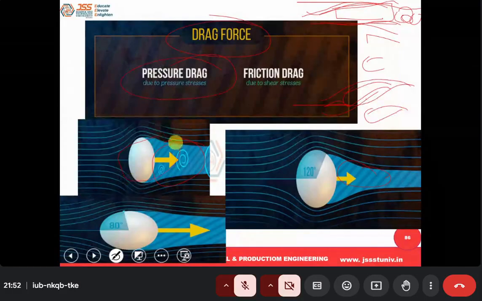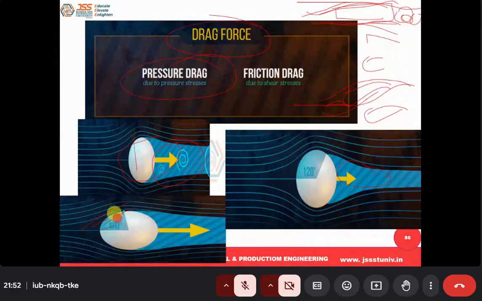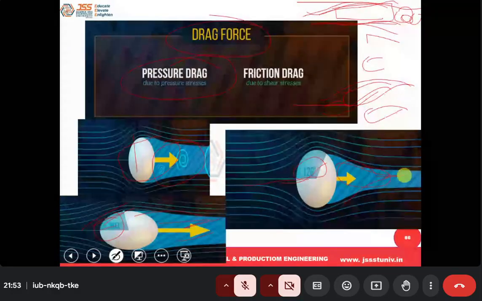The drag force depends upon the angle at which the air passes through. Suppose you can see here an example, 90 degree, but here 80 degree. In 80 degree more separation takes place, but when the angle of air is around 120 degree, the separation is reduced. Therefore, the angle at which the air passes over the body also matters a lot. That is very, very important here.